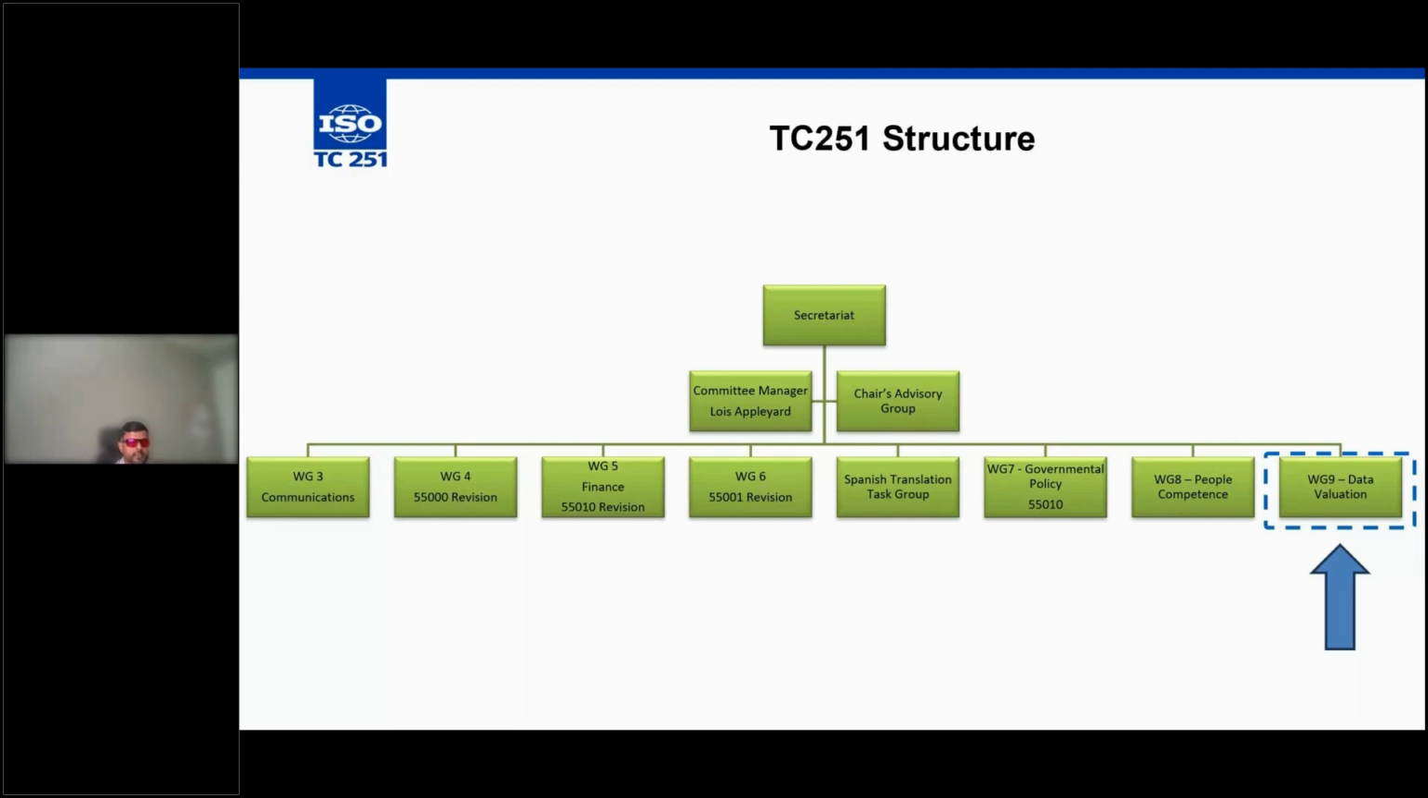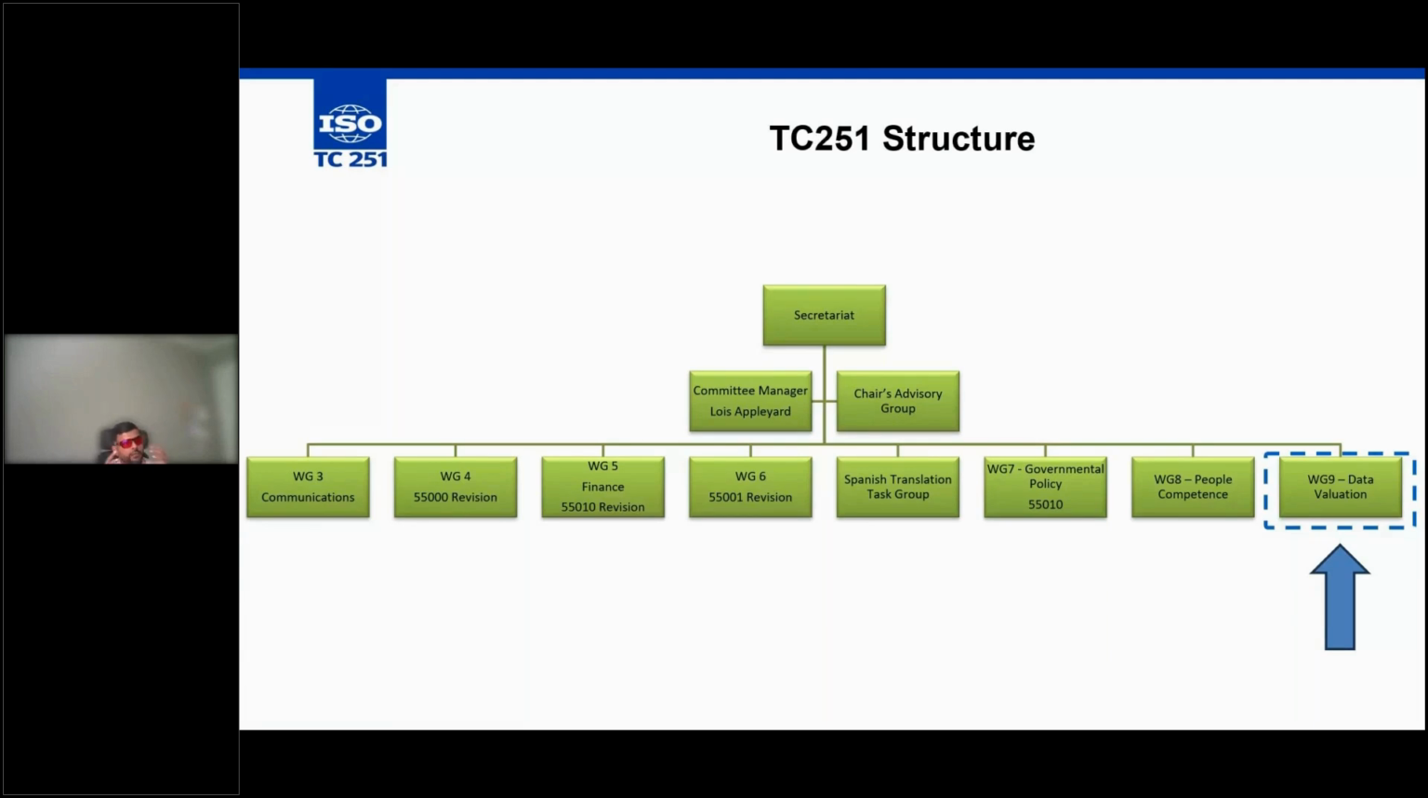So how the international standards are produced is through these technical committees and subcommittees. TC251 is the technical committee set up specifically to look into asset management. We have Louis Appleyard as the committee manager. You have a chairman's advisory group, and TC 251 is sponsored and managed by the British Standards Institute. So most of the staff, especially the chair and the committee manager, come from BSI.